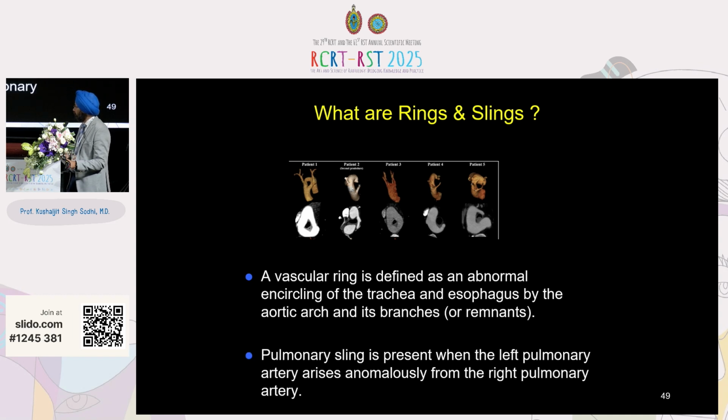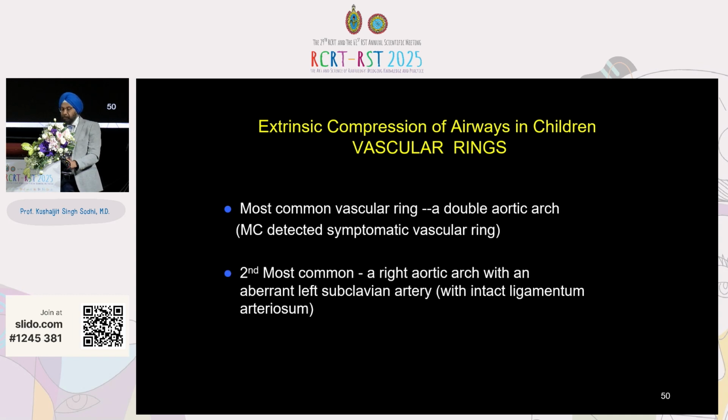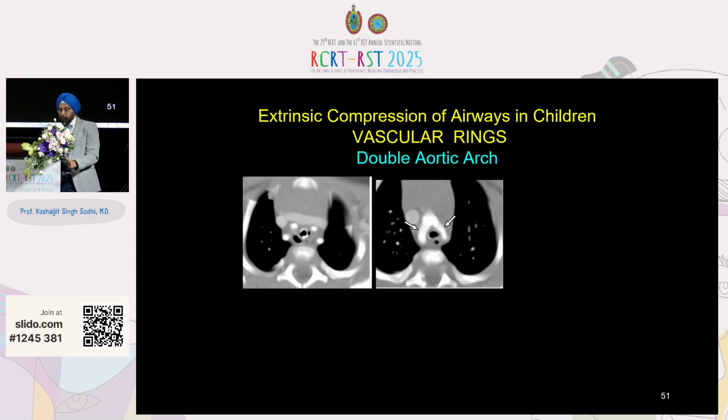The vascular ring is defined as abnormal encircling of the airways, that is the trachea, as well as the esophagus, by the aortic arch and its branches. The most common vascular ring is a double aortic arch. Second most common is a right aortic arch with an aberrant subclavian artery with an intact ligamentum arteriosum.